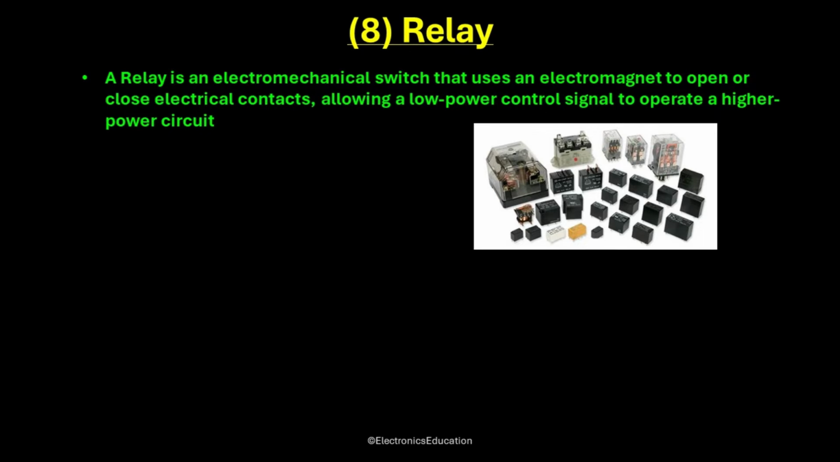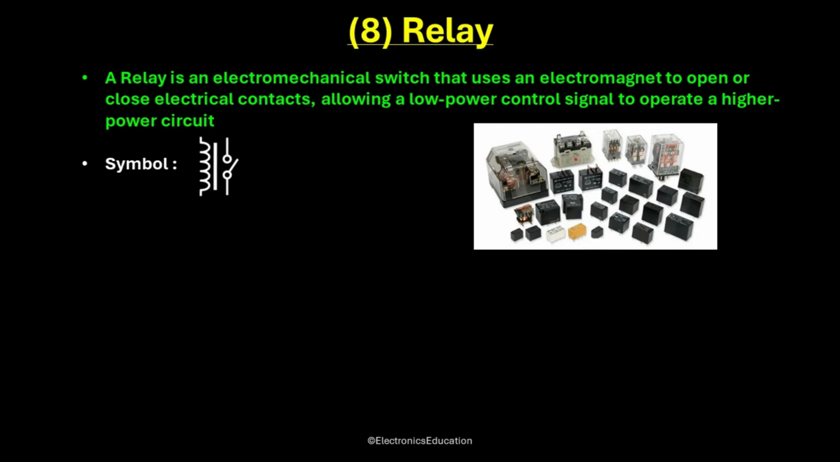When current flows through the coil, it creates a magnetic field that moves the internal contacts, allowing the relay to either complete or interrupt another circuit. This makes it essential for controlling high loads such as motors, lights, and industrial devices using low-voltage control signals.